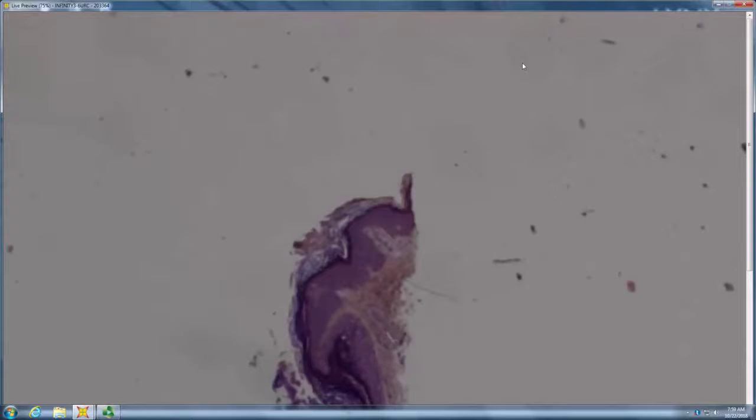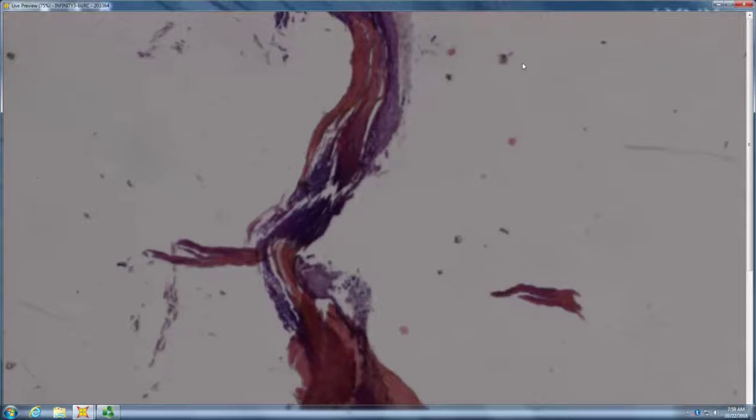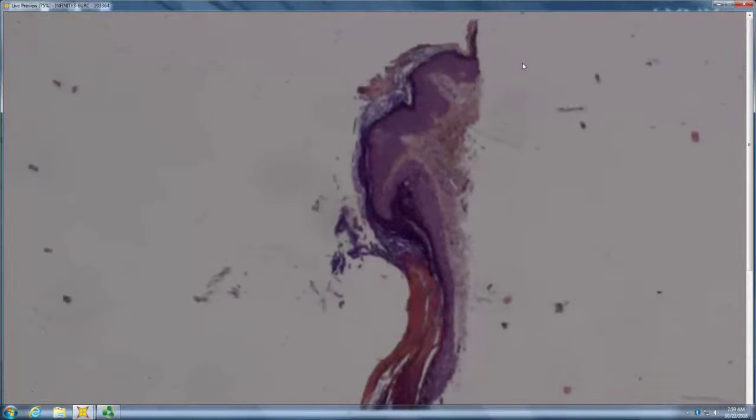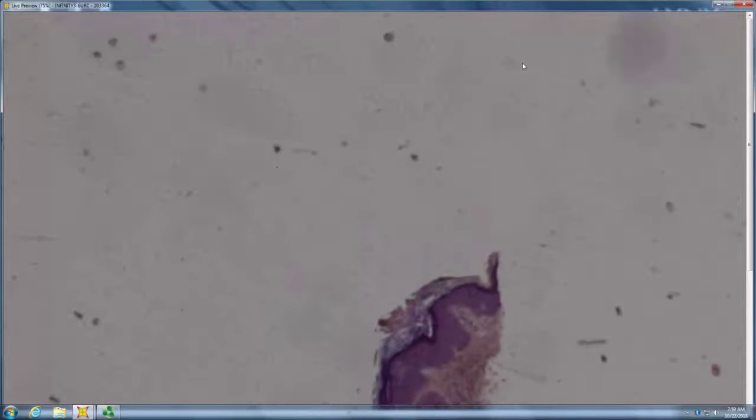Alrighty. So, looks like we have... Okay, I thought that was dead, but it's just, once again, looks like there's hyperkeratosis overlying some of the skin.